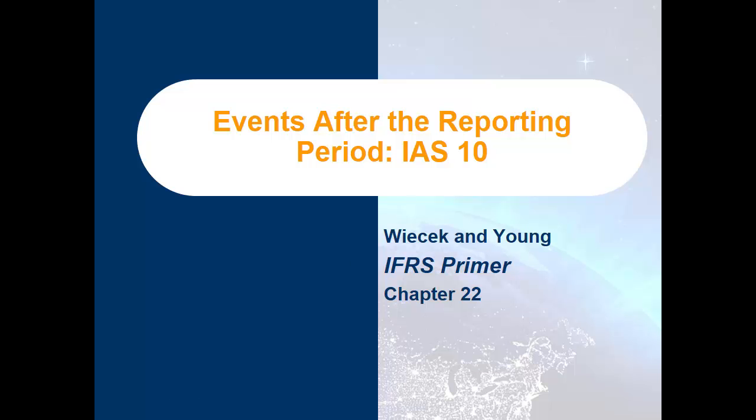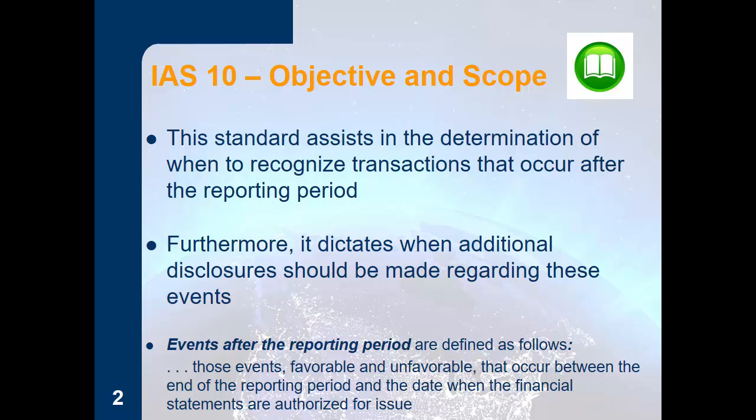This is the lecture about Chapter 22 in your textbook, having to do with events after the reporting period. In US GAAP, we call these subsequent events. So the purpose of this standard is to help people figure out when to recognize transactions that occur after the reporting period, but before the statements become public. So it's going to dictate additional disclosures that should be made regarding these kinds of events.